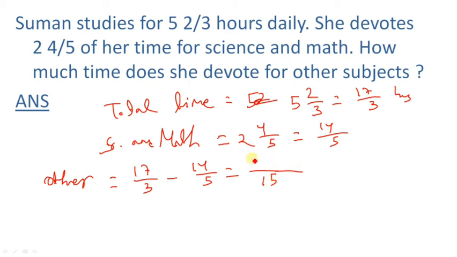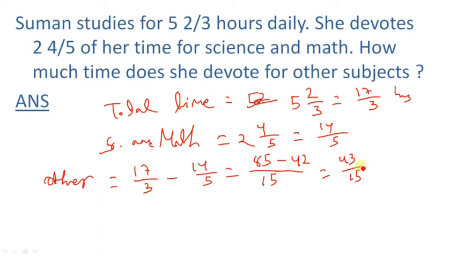17 into 5 is 85. Similarly, 15 divided by 5 is 3, and 3 into 14 is 42. Now 85 minus 42. What is the result? It is 43 by 15. So the answer is 43 by 15.